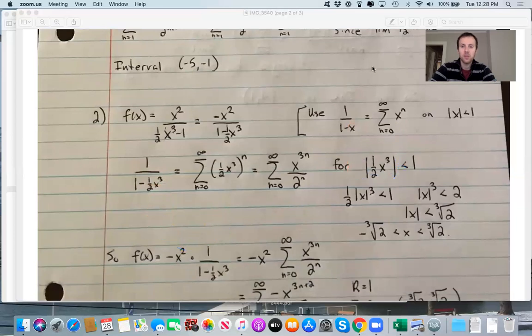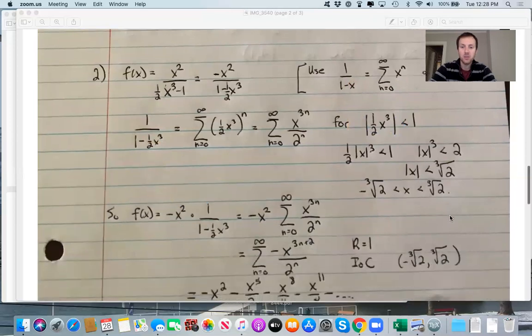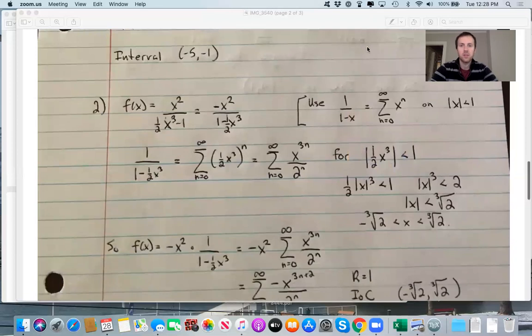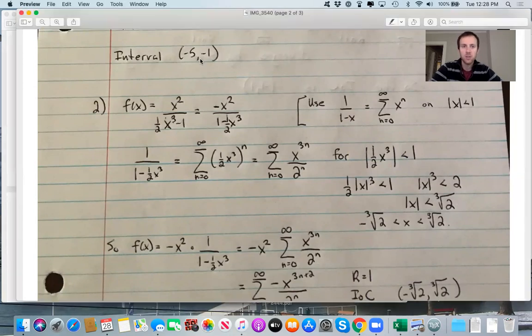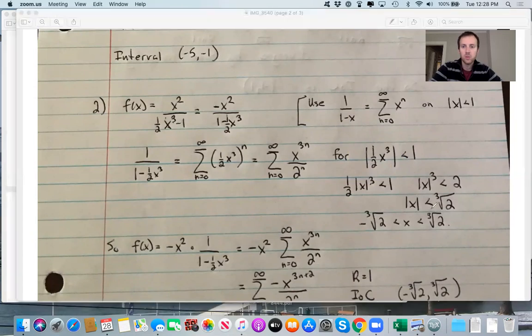So that gives us our radius. And this is our radius, and this is our interval.